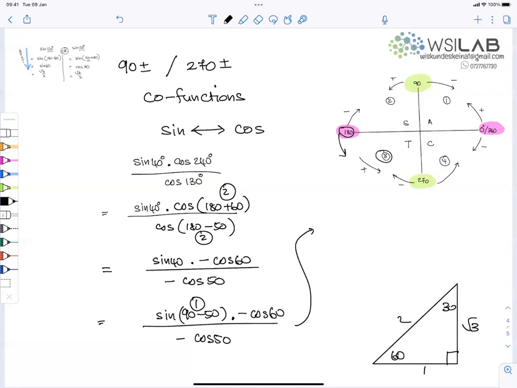But sin becomes cos because it's a co-function. So that's cos of 50 times negative cos of 60 divided by negative cos of 50. So those cancel at the end. And a negative divided by a negative is a positive. So my answer is just cos 60, which I can read from that triangle, which gives me a half. Please jot that down.